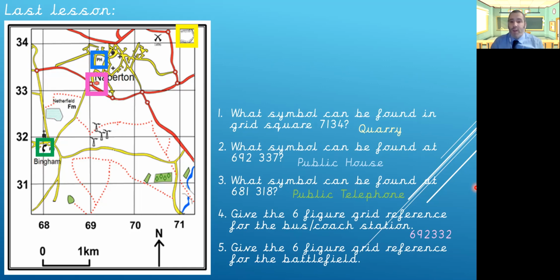Can you give the 6-figure grid reference for the battlefield? So the battlefield is the crossed swords right up at the top of your map. And that one is 705342. So well done if you got that one.